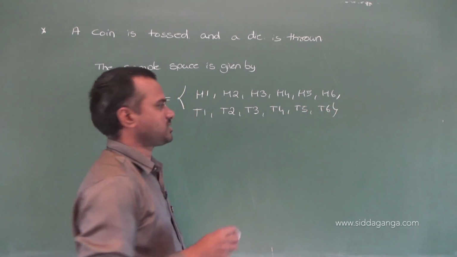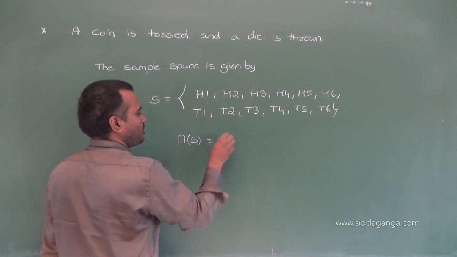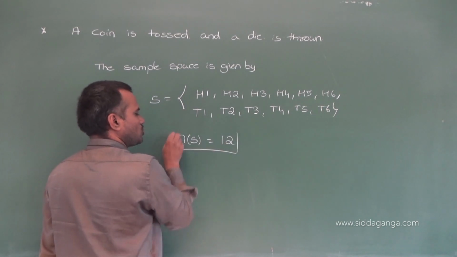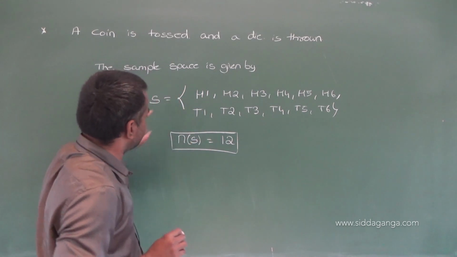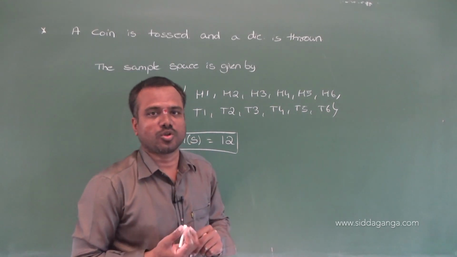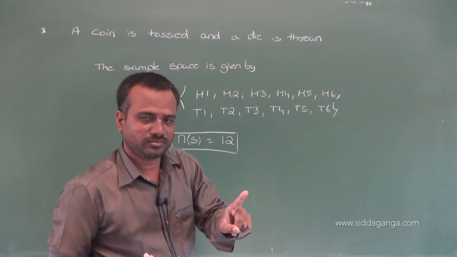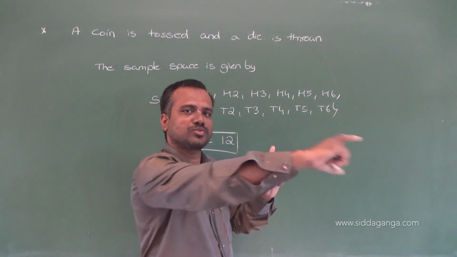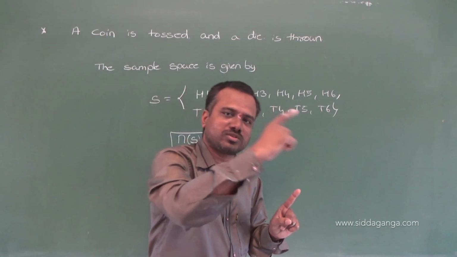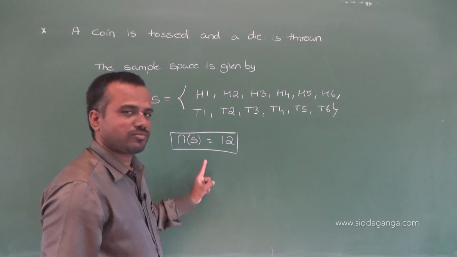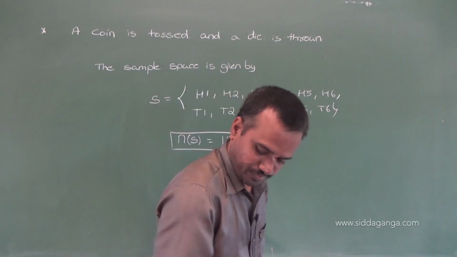Over? Yes. n(S) is equal to how much? It is 12. The total number of elements in the given set S is 12. Correct? First I fix the head, then I write the outcomes of the die. Next, I fix the tail, then I write the outcomes of the die. Then the total number of elements in S is 12. Next one.